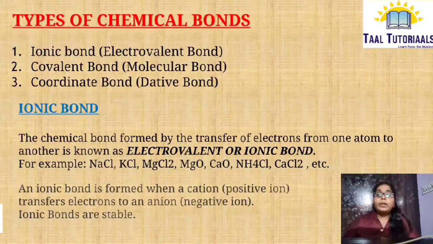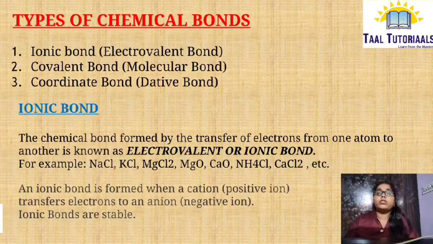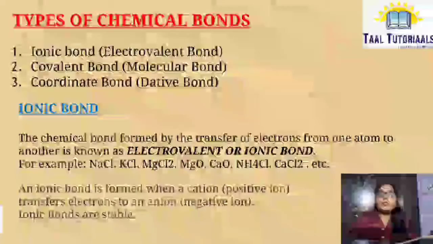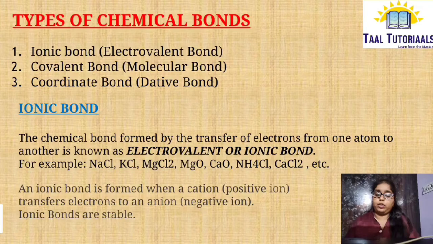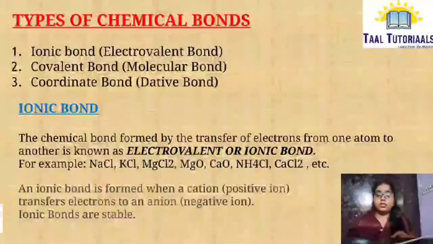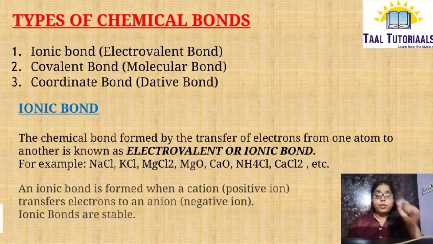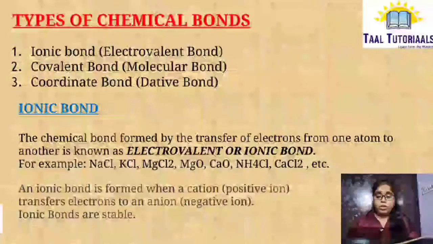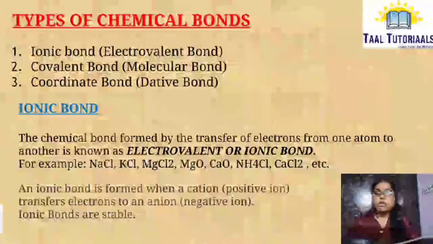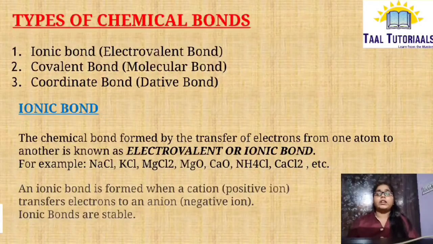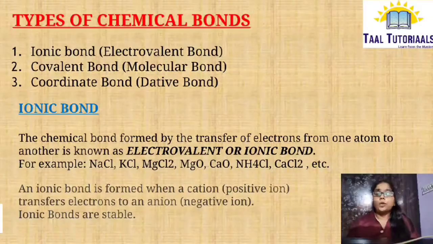The chemical bond formed because of the transfer of electrons from one atom to another atom is known as ionic bond or electrovalent bond. There is a transfer of electrons from one atom to another atom. For example, sodium chloride, potassium chloride, magnesium chloride, magnesium oxide, calcium oxide, ammonium chloride and calcium chloride, etc.